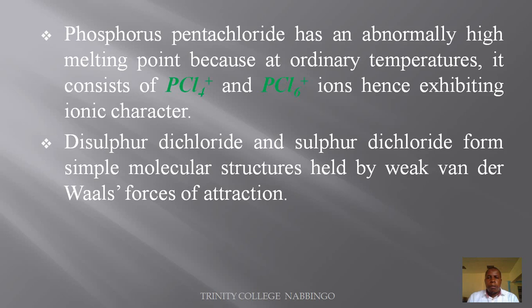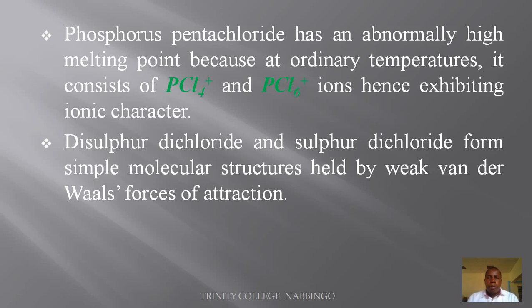The reason is because at ordinary temperatures, we have ions, which we are showing here in our slides. Those ions bring about ionic character in phosphorus pentachloride, and that gives it a tendency to form ionic bonds. So as a result of that, we know that ionic bonds require a high amount of energy for them to be broken. So the melting point is also going to be high.